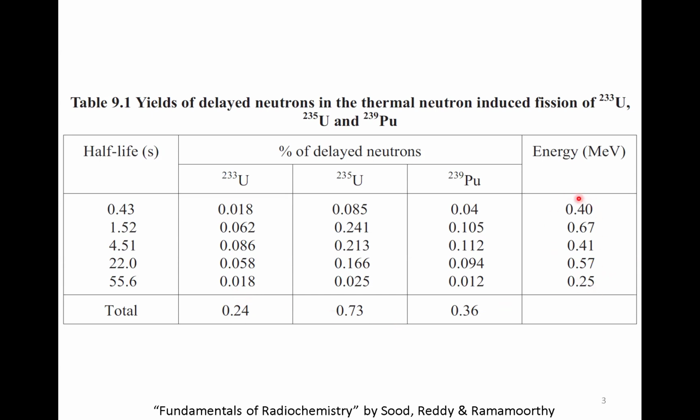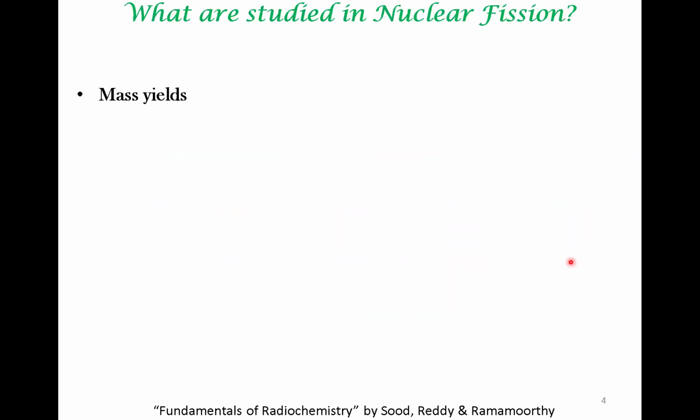And the kinetic energy of the delayed neutron is much, much more than the kinetic energy of thermal neutrons. If you remember, the thermal neutrons' energy is of the order of 0.025 eV. So the delayed neutrons have much higher kinetic energy. We will see that this is one of the reasons why we have moderators in nuclear reactors, to slow down and decrease the kinetic energy.